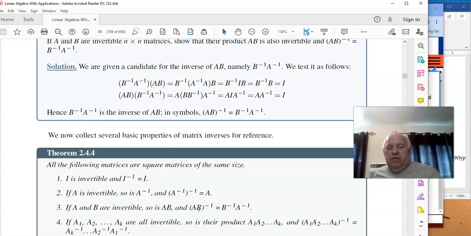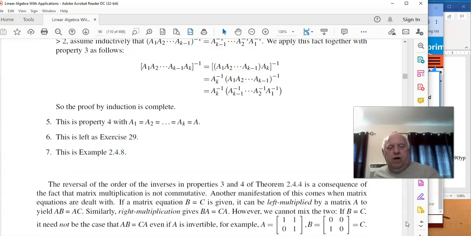If A and B have inverses, then A times B also has an inverse, and it's equal to B inverse times A inverse. So here's one scenario where, just like when you take the transpose, when you take the inverse of the product, it's the product of the inverses in the reverse order. So that's an important thing to know.